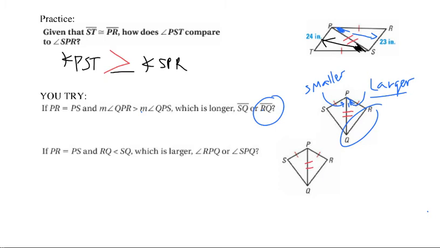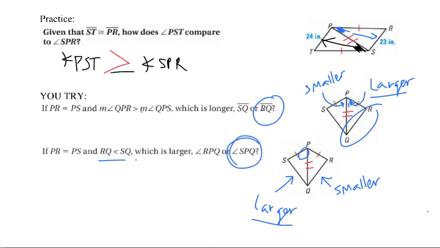or really it's just because the side is shared. They tell us that our RQ right here is smaller than SQ. So when they're asking which angle is going to be larger, we need to look at the larger side, and that would be our angle right here. So SPQ or QPS, and that is this angle right here is going to be the larger of the two angles, since that's the angle that's across from the larger side.